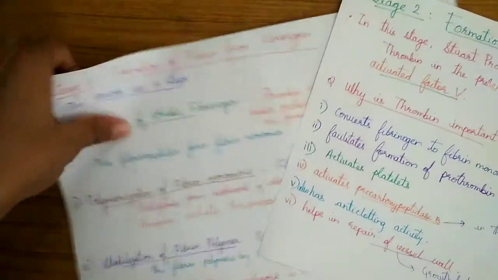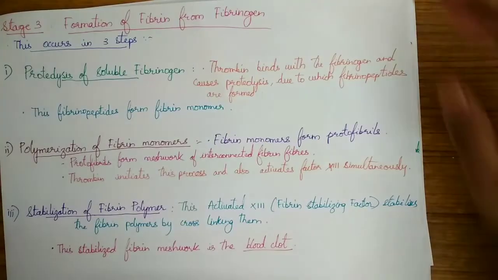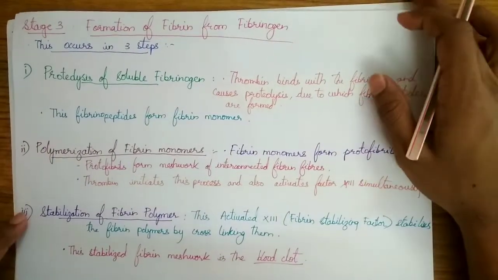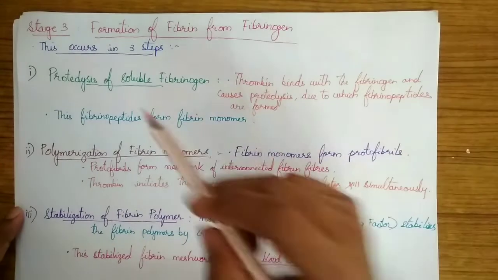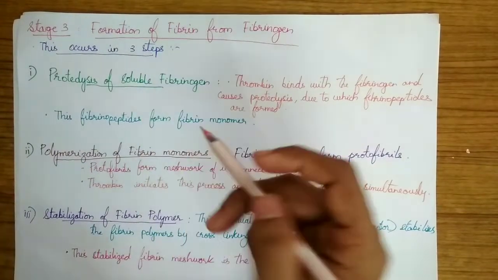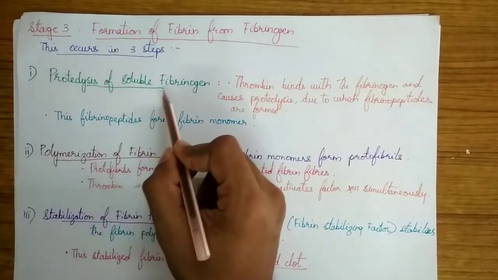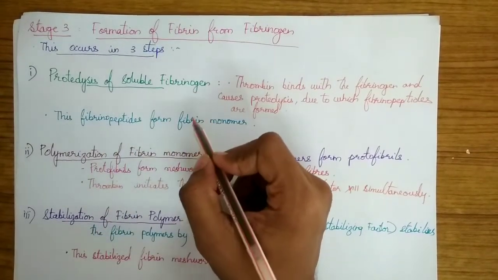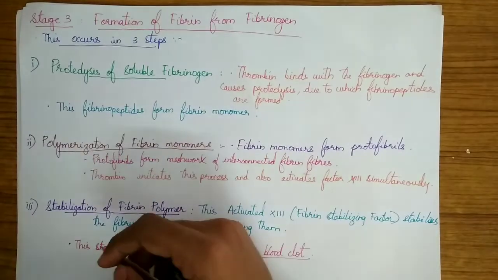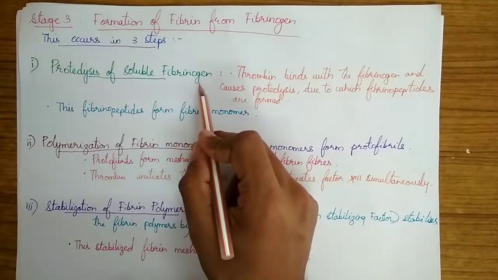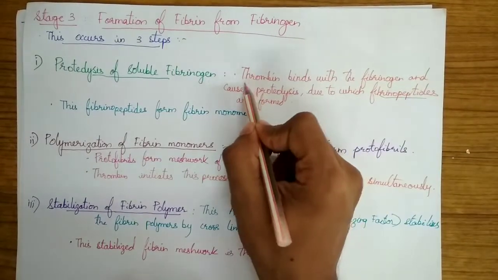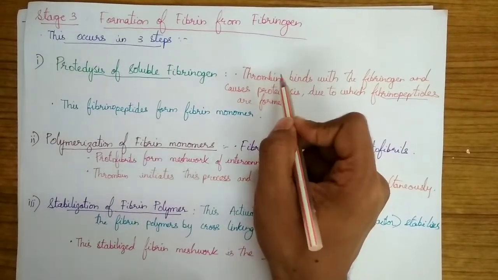So now let's talk about stage 3 of the coagulation process. This is the final step. Stage 3 is the formation of fibrin from fibrinogen. It also occurs in 3 steps. The first step is proteolysis of the soluble fibrinogen. The fibrinogen will be in the soluble form in the initial stage, but this fibrinogen is lysed to form fibrinopeptides by the thrombin. That's why the thrombin is activated in stage 2.